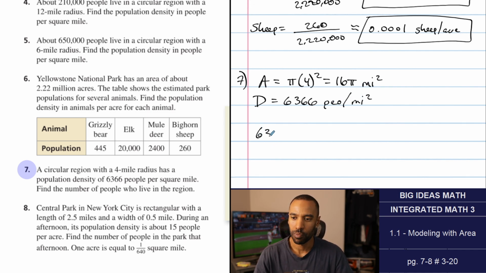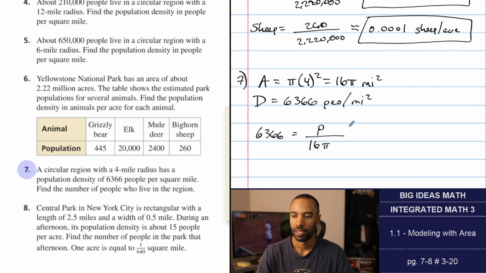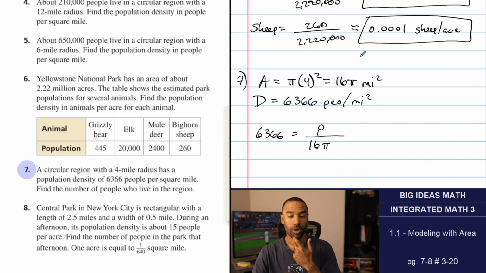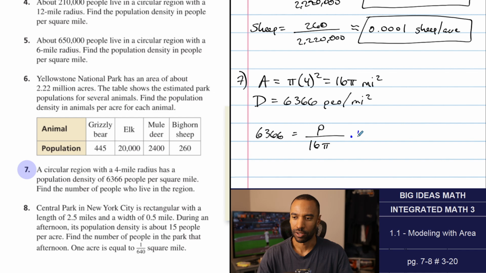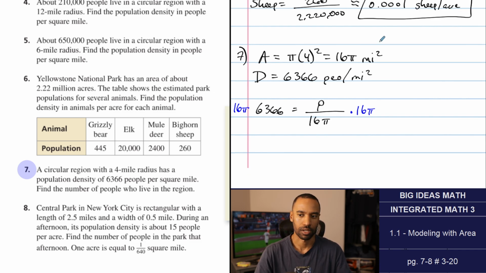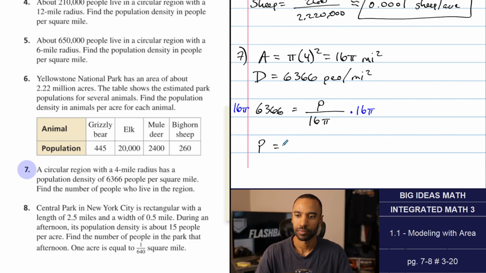So 6366 equals this unknown population divided by 16 pi. So we have to figure out p. We're going to multiply both sides by 16 pi to figure that out. And it's that simple. There's not much more to it. We're going to let your calculator do the rest, do some rounding, and make sure we call it people as our final result. So 16 pi times 6366.